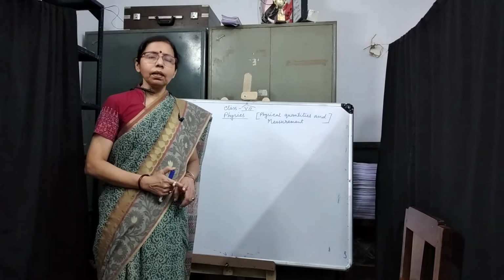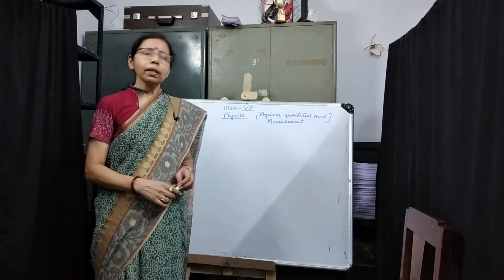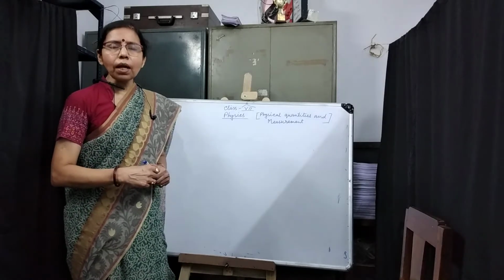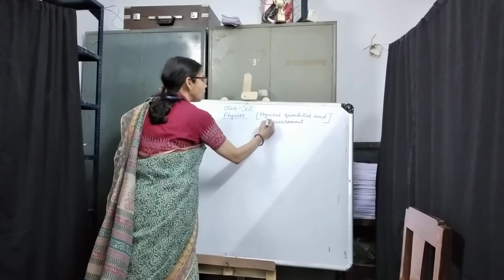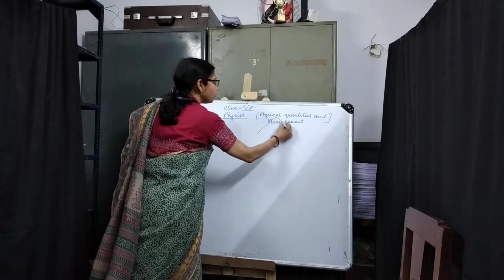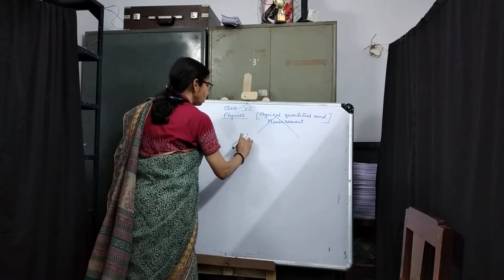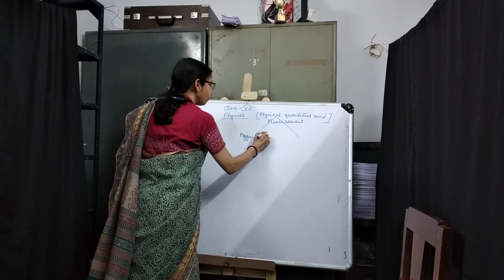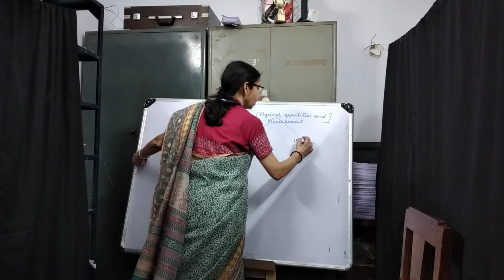A physical quantity is expressed in two ways. One is the magnitude, and the second is called the unit. So a physical quantity has two parts. The first is called magnitude, and the second is called unit.